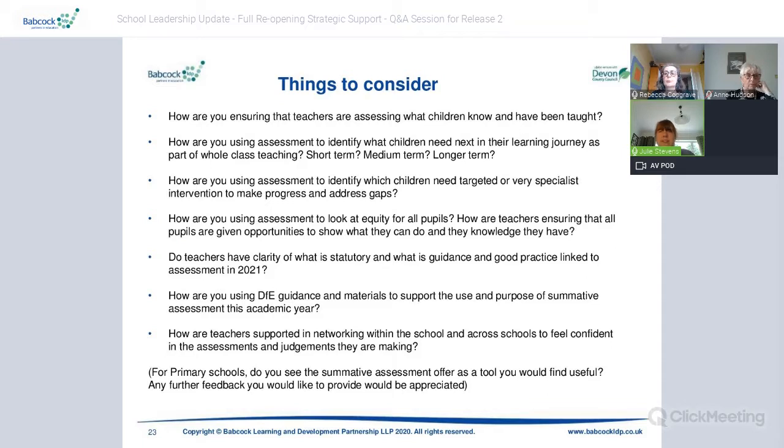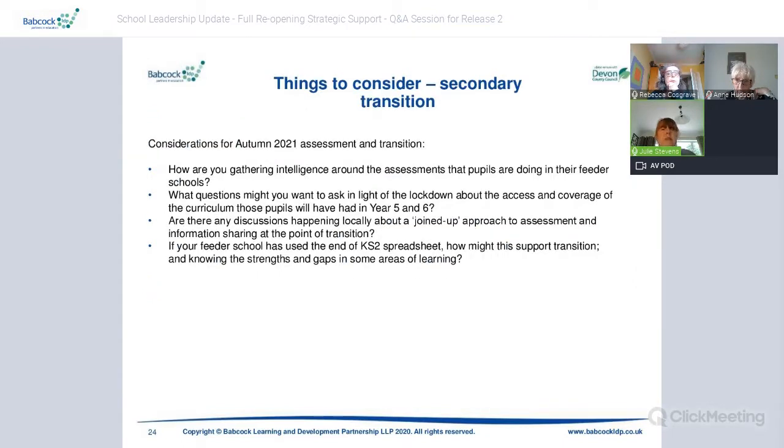So we're pretty much there in terms of input. I've just drawn together a few summary points, as a result of the evening, of some of the key things you might want to take forward and consider. I've also put a few additional things in terms of secondary, because there are a few key things around transition, and Becca's already touched on some of those as well.